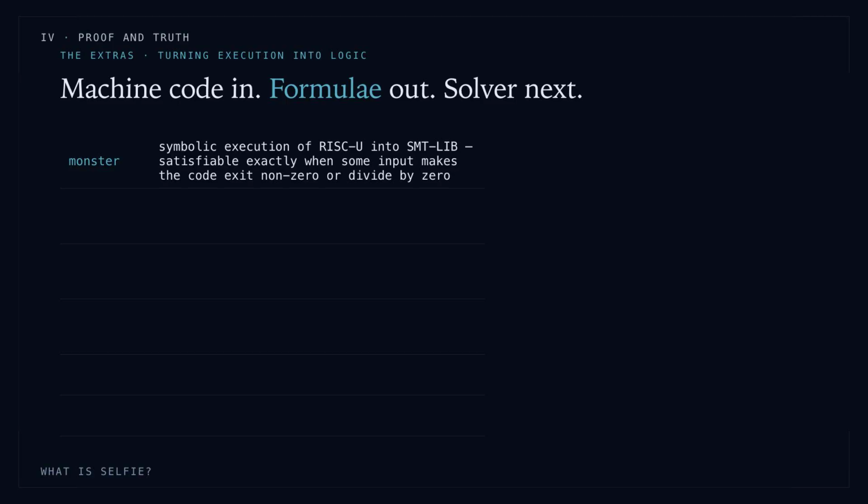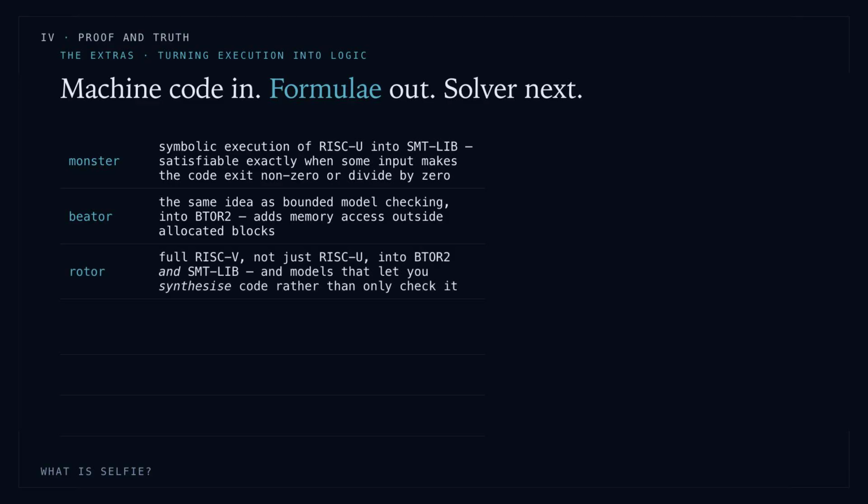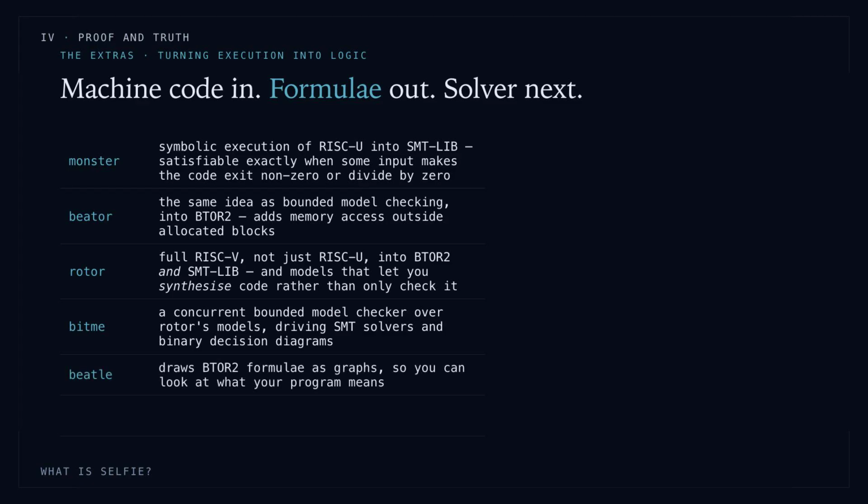One does symbolic execution, turning machine code into a formula satisfiable exactly when some input makes the program fail. Beta does the same as bounded model checking and adds memory access outside the blocks you allocated. Auto takes the full instruction set rather than the teaching subset and generates models that let you synthesize code rather than only check it. Bitme is a concurrent model checker over those models, driving solvers and binary decision diagrams. Beetle draws the formulae as graphs so you can look at what your program means, and there is a Rust implementation with a browser visualizer.